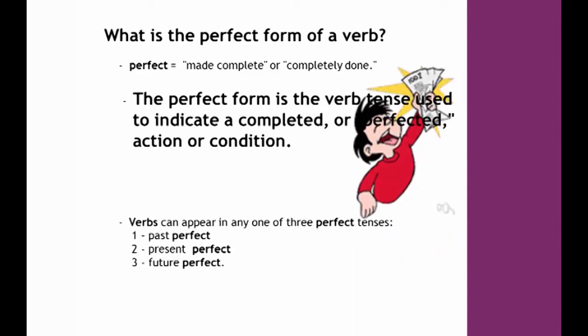As usual, we have the three tenses of the verb. In the perfect tenses, we have the past perfect, the present perfect, and the future perfect. Let us have the past perfect tense first. What is a past perfect? A past perfect tense of the verb begins some time ago and ends at some point before now.